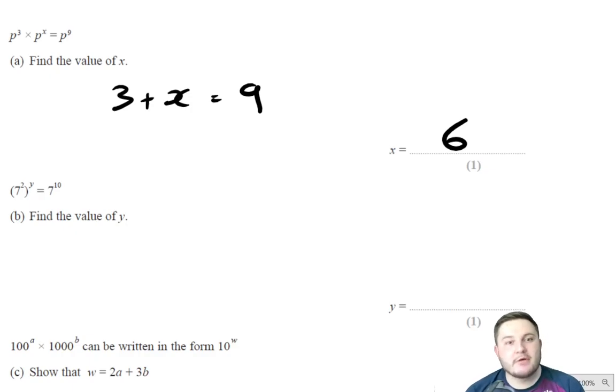I mean, the most common incorrect answer here is 3, because students think when it's a multiply, you times the powers, because they just see multiply, when really the law says that when you multiply, you add the powers.